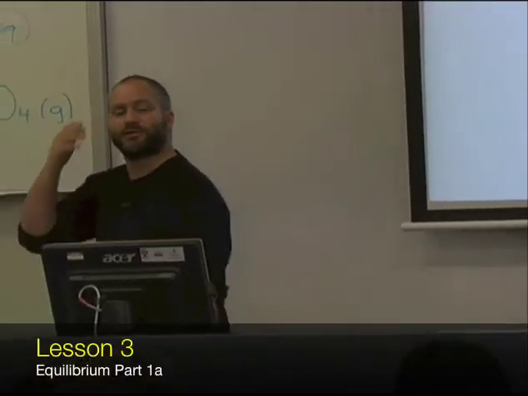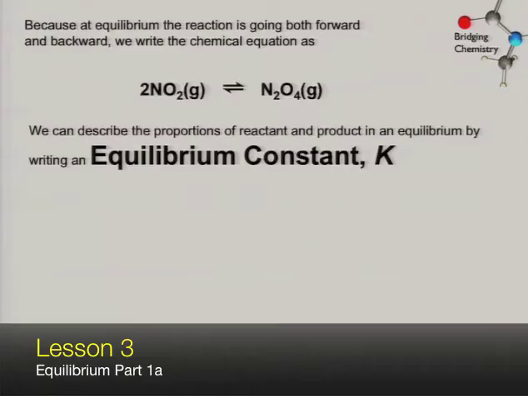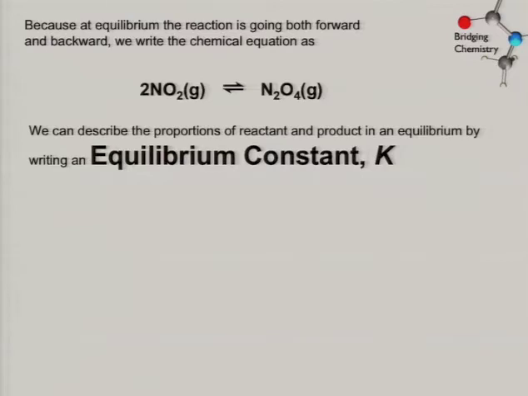Okay. We can describe the proportions of the reactant and product in an equilibrium by writing something called an equilibrium constant. Right? So this is kind of just getting to what she was saying. You might think, just from looking at that equation, that when it reaches equilibrium, you've got equal amounts of NO2 and N2O4, but that's not necessarily the case. And so the way that we describe quantitatively how much of each there is when the reaction reaches equilibrium is to write this thing called an equilibrium constant. And that has the symbol of big K.